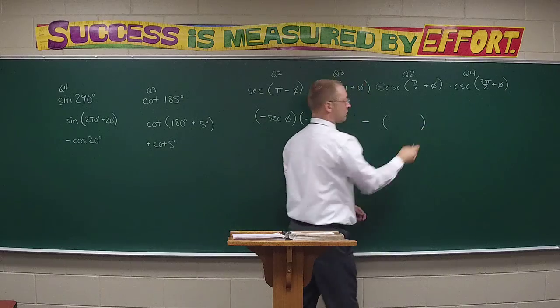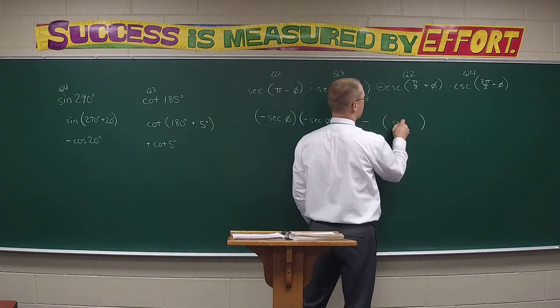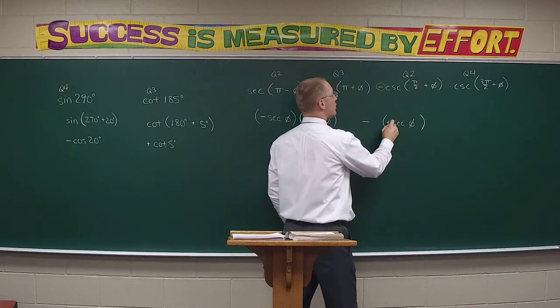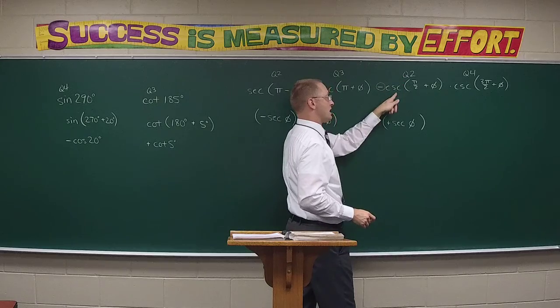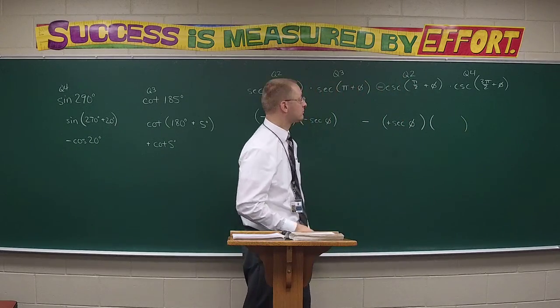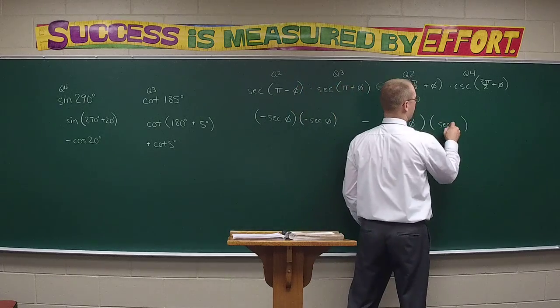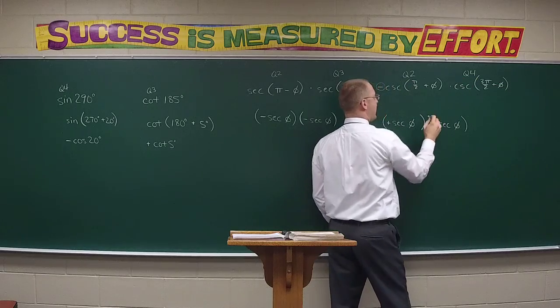Let's go to the next one. Quentin. Secant phi. Good. We're changing to the cofunction, which is secant. Keep the phi, and in quadrant 2, cosecant is positive, so keep the positive. And then for the last one? Secant phi is negative. Good. Secant phi, again cofunction, keep the phi, and then quadrant 4, negative.